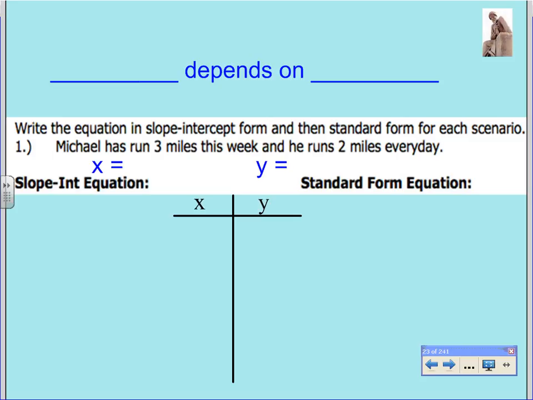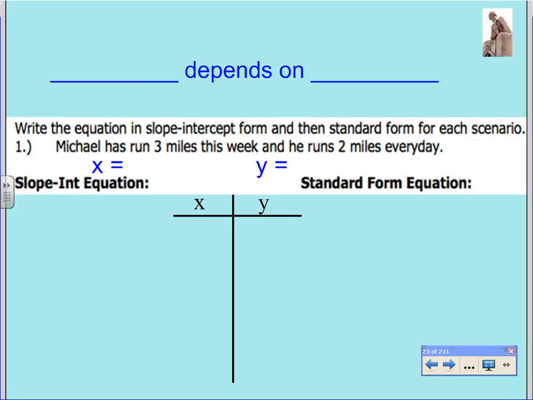Okay, ready? I'm going to read the scenario, and we're going to go through this one thing at a time. The first thing we're going to do is identify what x and y are. It says here, Michael has run 3 miles this week, and he runs 2 miles every day. Think back to word problems. We first need to figure out what x means in this scenario and what y means in this scenario.